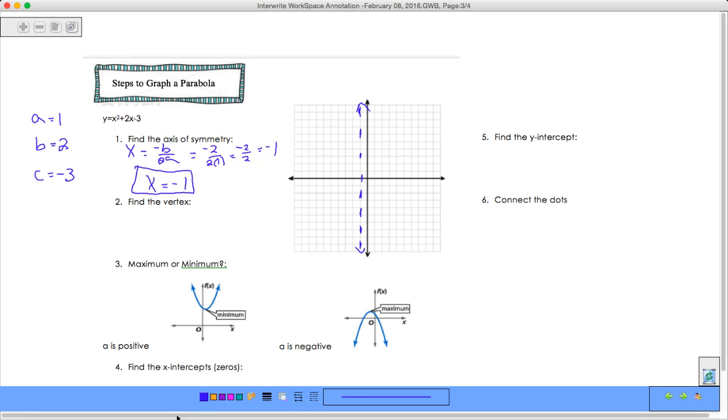Okay. Next, I need to find the vertex. We know the vertex is going to have this x value because the vertex lies on that line. But we still need to find the y value. So we take this and we plug it into the equation. So I have y equals, everywhere I see an x, in parentheses, I'm going to put my -1, just like we do with function form. Make sure you put the parentheses so that you square the negative.